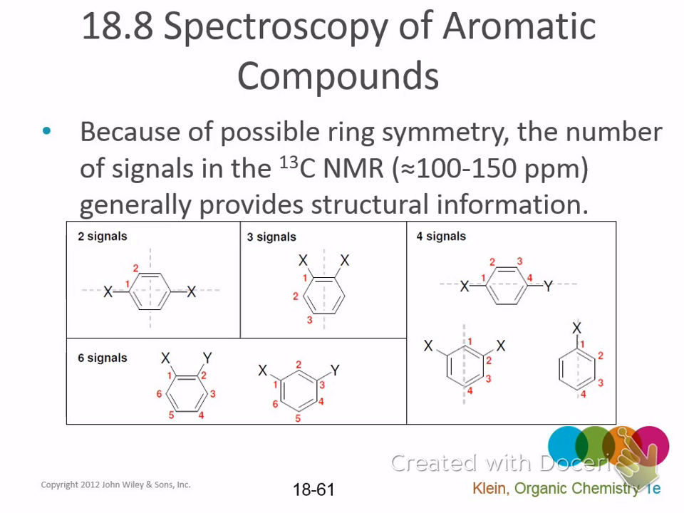And then if it's para, 1 and 4, and they're different, you'll end up with 4 signals because the left side, top side, and the bottom side are the same. Okay? So just some interesting things to think about. We use DEPT in our analysis, so you can tell how many carbons have hydrogens on them, right? So if you use that information and you use this information, you can usually determine what the substitution pattern is on the ring. Okay. Doesn't take that much.